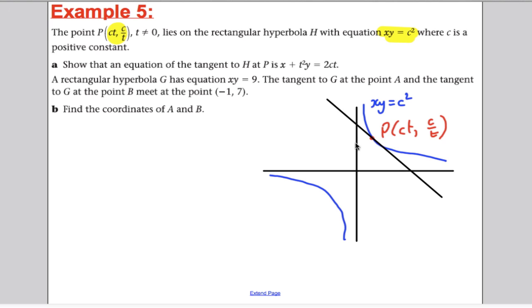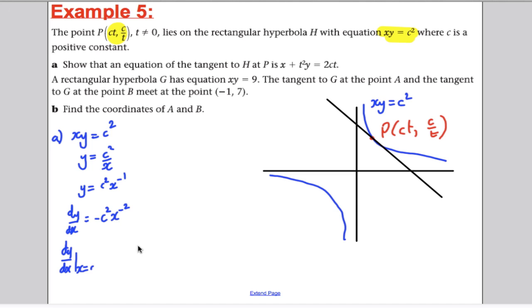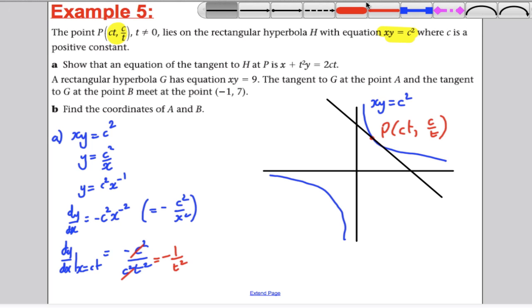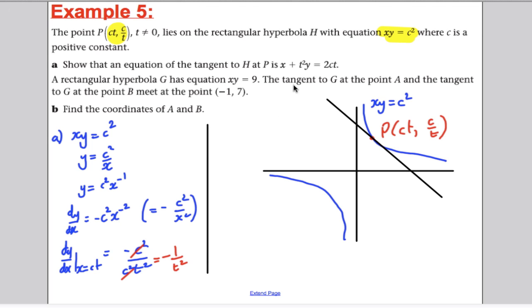Okay, so we know a point on the line. We just need to know the gradient of the line. So we know that xy is equal to c squared, so y as the subject of the formula must be c squared over x, so y is therefore c squared x to the power of minus 1. Differentiating, dy by dx, c squared is just a number, it would be negative c squared x to the negative 2. Okay, and if you want to work out the gradient at the point x is ct, you substitute ct in here. Remember, this means negative c squared over x squared. You would get negative c squared over c squared t squared. Okay, the c squareds would cancel and you get negative 1 over t squared. That is the gradient of the tangent. Right, I'm just going to shrink this here.